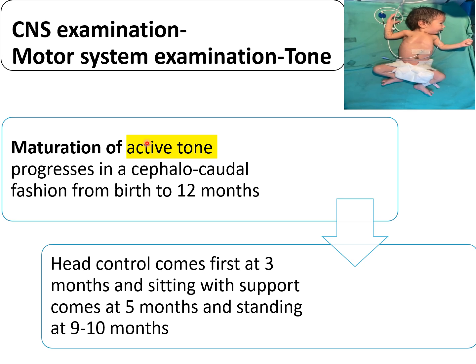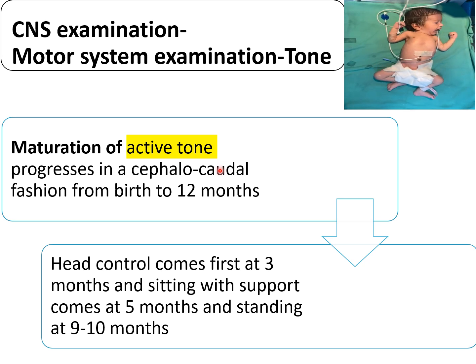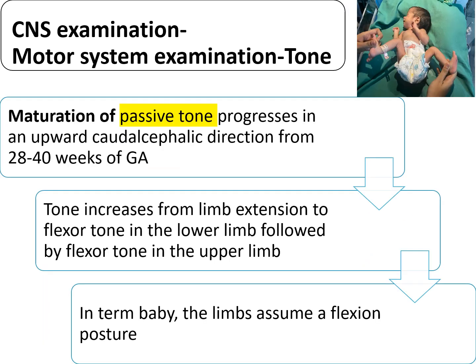Maturation of active tone occurs in a cephalocaudal direction from birth to 12 months. For example, head control comes first at 3 months, then the baby learns sitting with support at 5 months, then sitting without support at 8 months, then standing at 9 to 10 months, and after that walking starts at around 12 to 15 months. So, maturation of active tone is in a cephalocaudal direction.